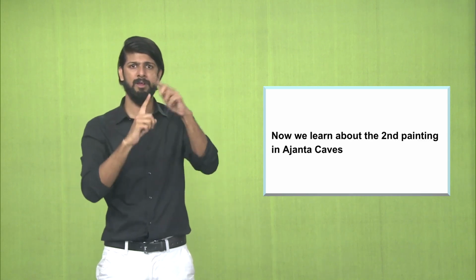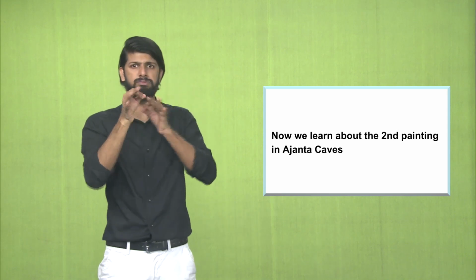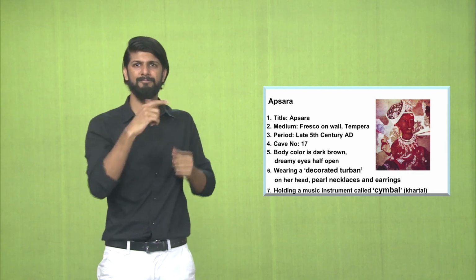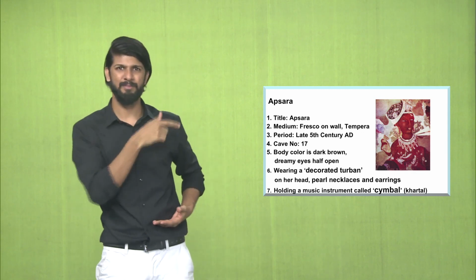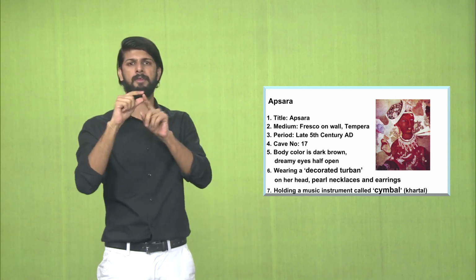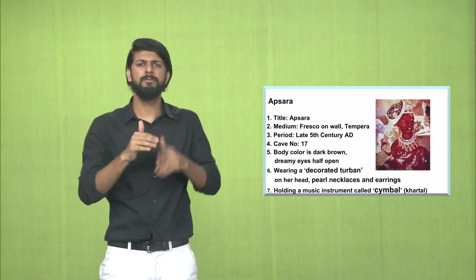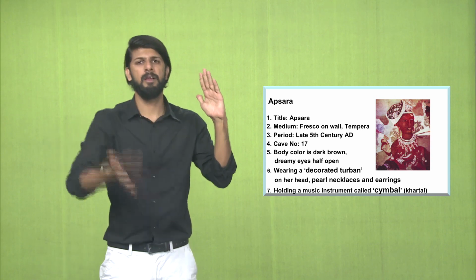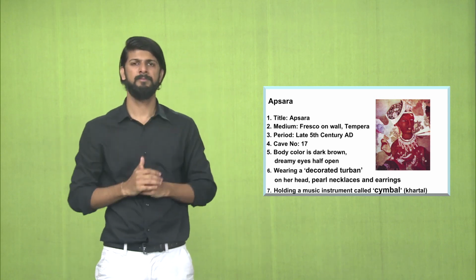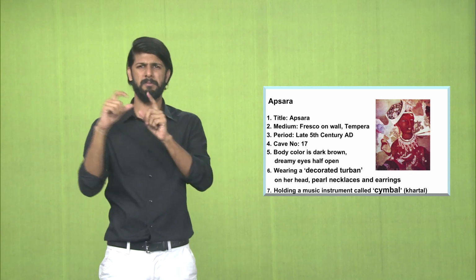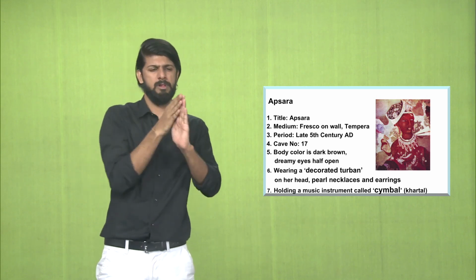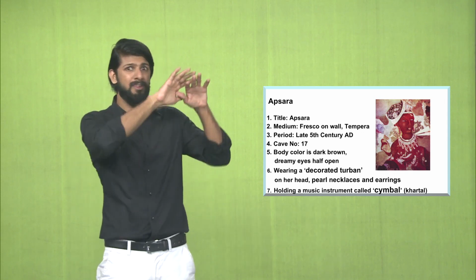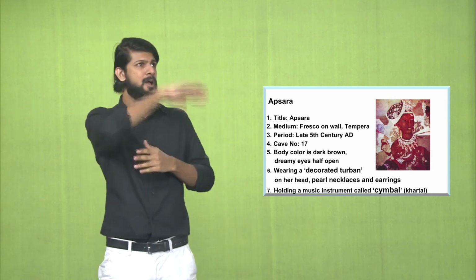Now we learn about the second painting in Ajanta caves. The second painting is called Apsara. The medium is tempera, dry fresco on the wall. Period of the painting is late 5th century AD. This painting is found in cave number 17.